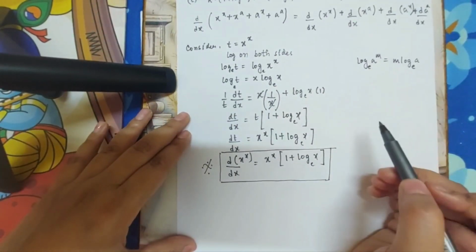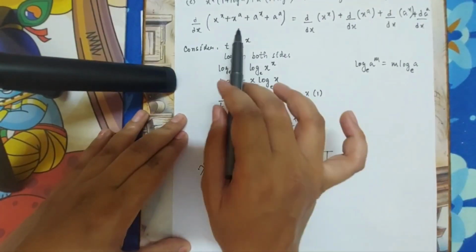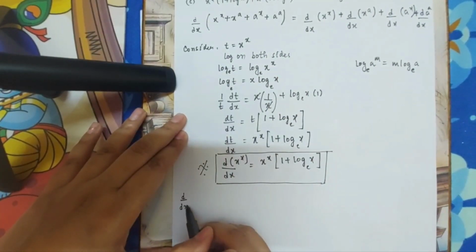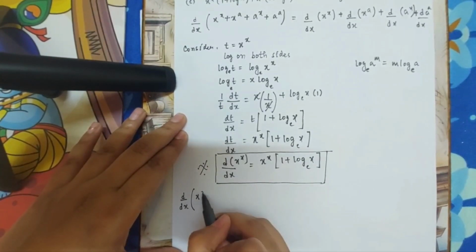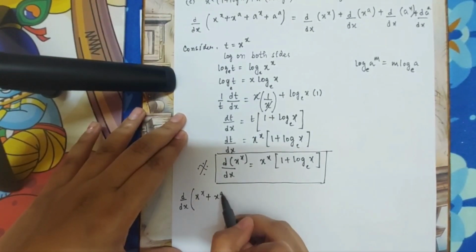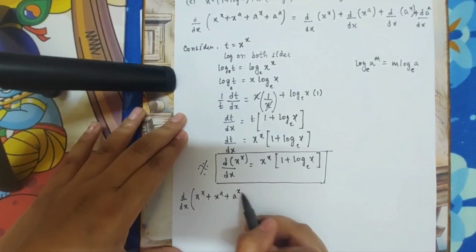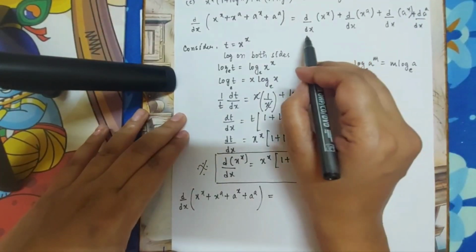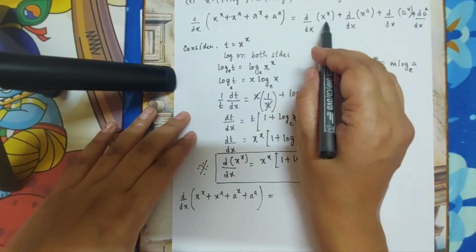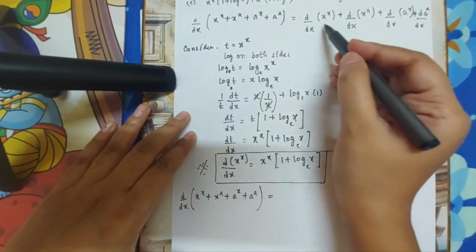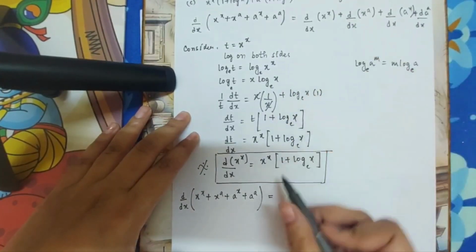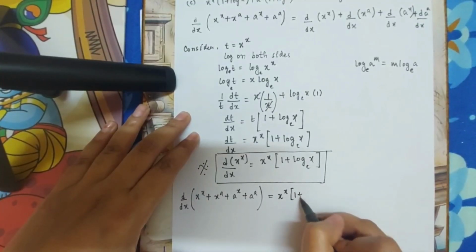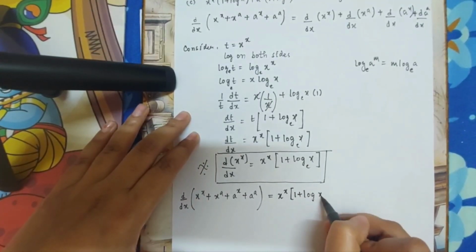Now let us move back to our given equation. So d by dx of x to the power x plus x to the power a plus a to the power x plus a to the power a will be equal to, first we will be writing the differential of x to the power x. So differential of x to the power x with respect to x is x to the power x multiplied with 1 plus log x to base e.